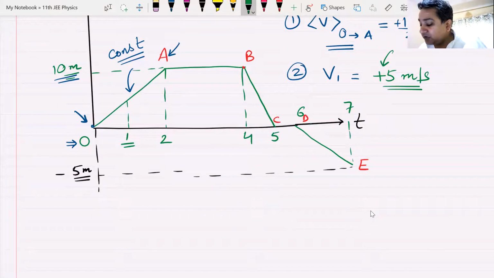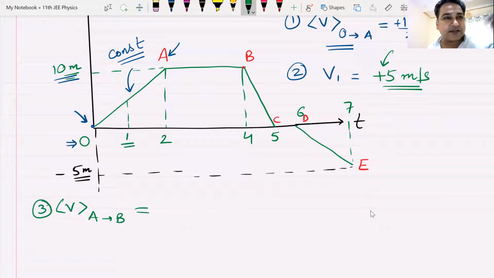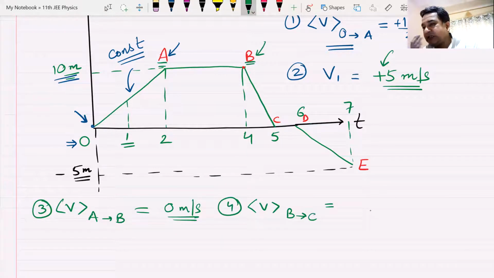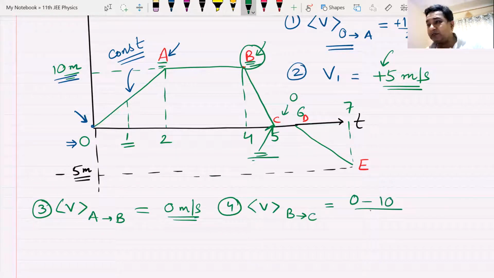What is the average velocity from A to B? Shoot your answers. What is the average velocity from A to B? 0 meter per second. The particle is going, though, but the final position is C, which is 0. Final position is 0 minus initial position, divided by time, 1 second.